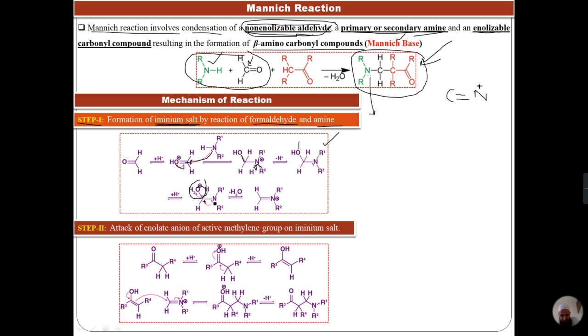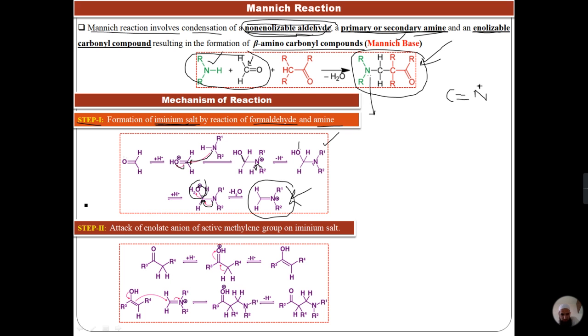To stabilize that carbon, we have a lone pair on the nitrogen, and that comes here. So you have this compound formed, C double bond N plus. See here, C double bond N. This is called the iminium salt or iminium compound. So this was step number 1. As far as the mechanism of the Mannich reaction is concerned, step number 1 is the formation of the iminium salt by the reaction of formaldehyde and amine.